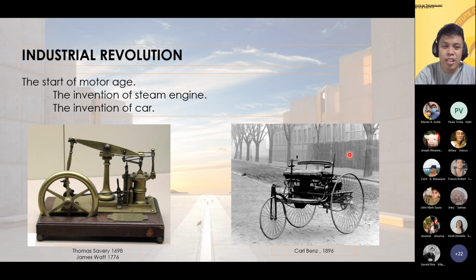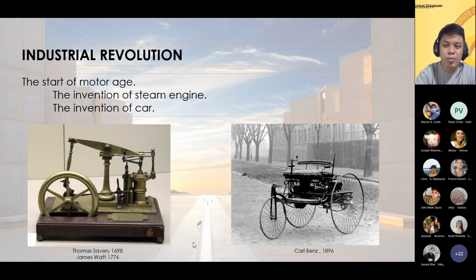And actually, invention of car also is one of the reasons why it leads into this industrial revolution and leads to modernism. So nag-invent day sa car or nag-patent sa first invented car is si Carl Benz, which is siya main owner sa Mercedes-Benz. So si Carl Benz in 1896.